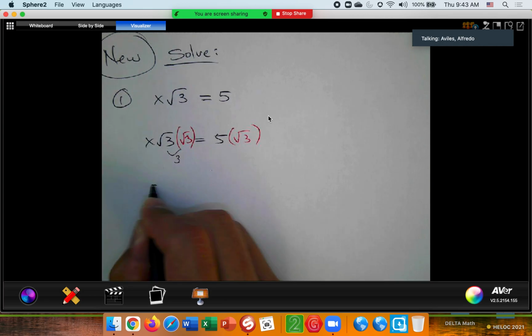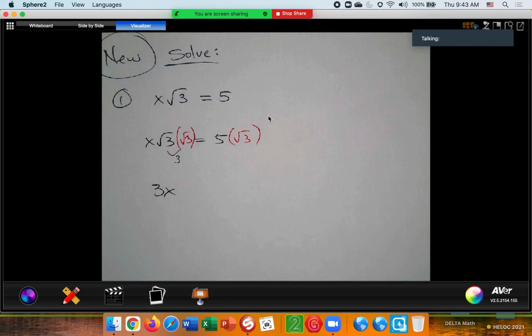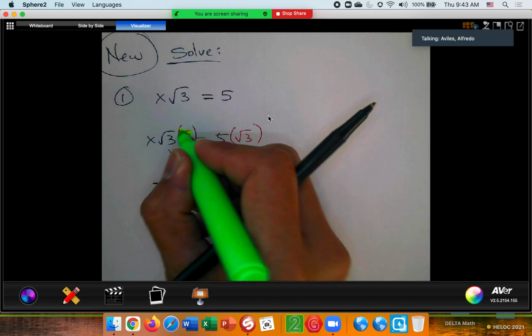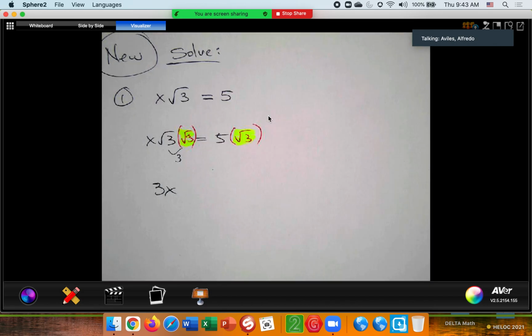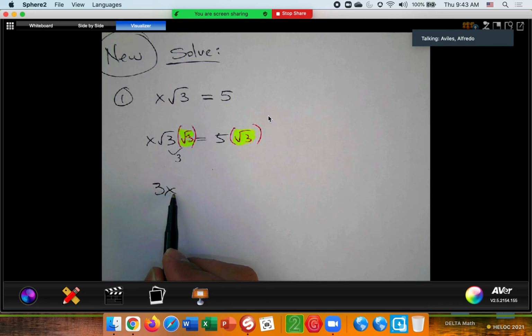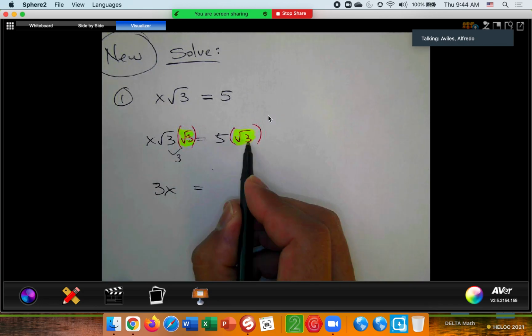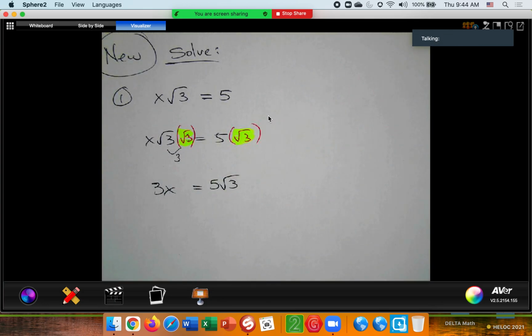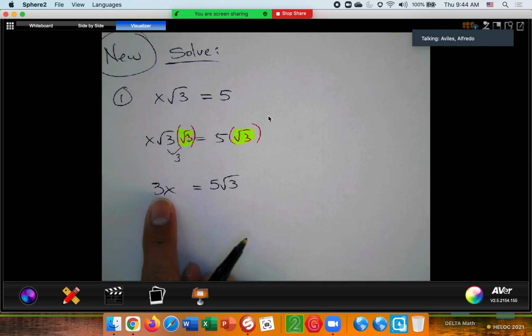I got 3x. You see, this is a very smart and tricky way. You won't see this in any books or worksheets. This is just the way that I found that students learn it better. If I can make this a 3, I got 3x. And now what's left on this side? 5 root 3. You guys agree? Yeah. Now it's easy to solve. Now you can easily solve for x because it's a whole number.